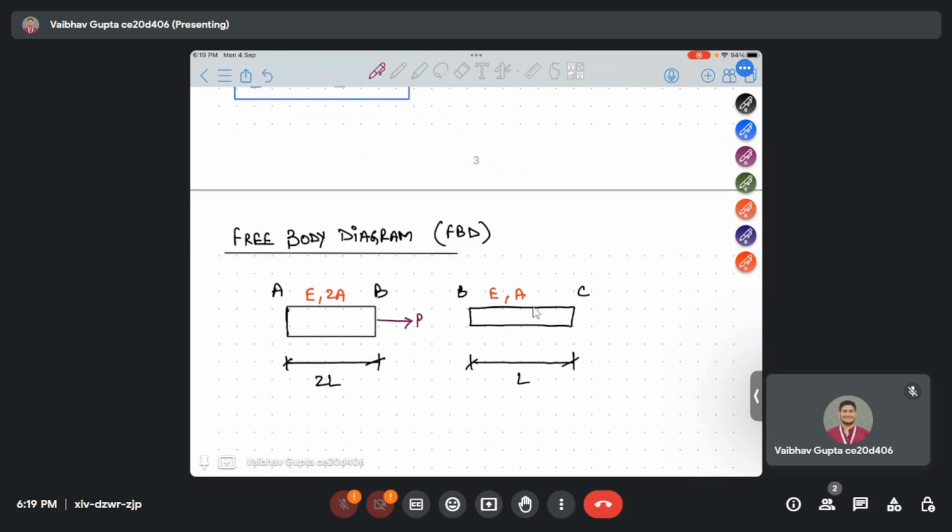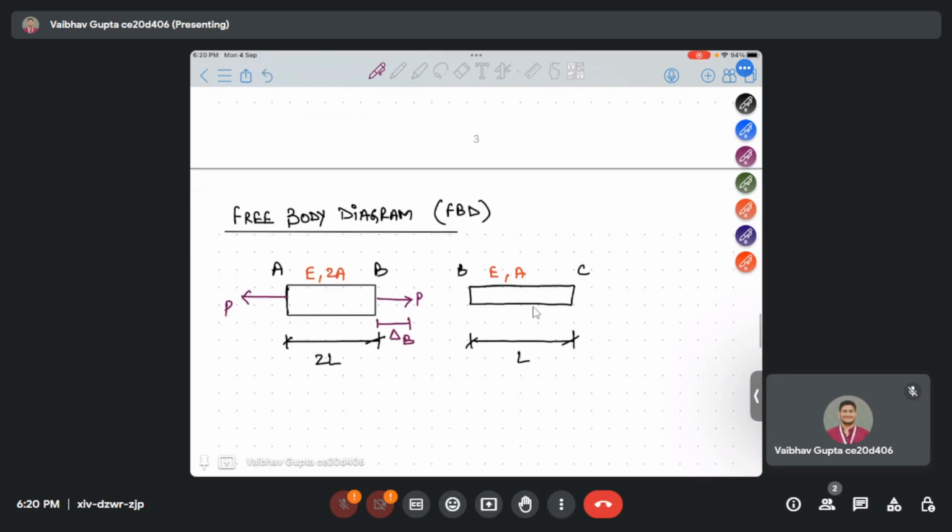Since a force has been applied on B only, due to Newton's third law, a similar opposite force will be applied on A like this. And since the force has been applied, the body AB will change in length by some delta B. Now we'll move to BC. No force has been applied on BC, so we'll put zero force there.